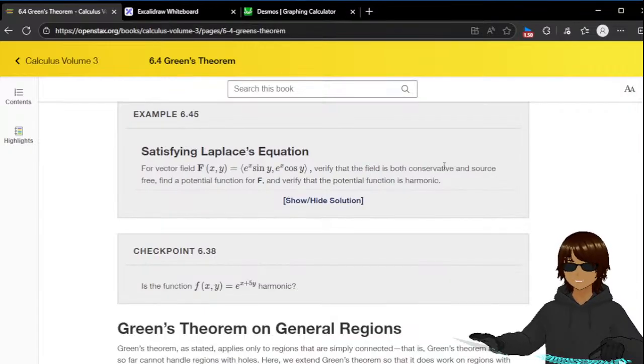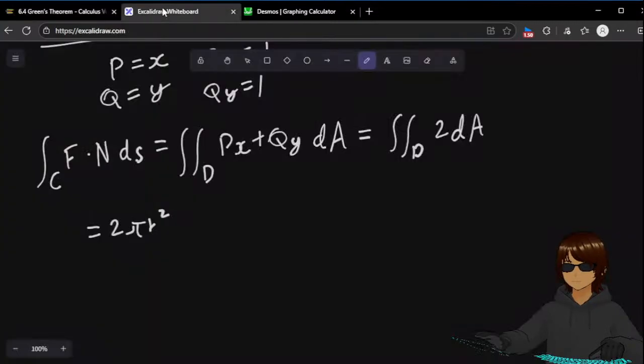Verify that the field is both conservative and source free. Find a potential function for f and verify that the potential function is harmonic.